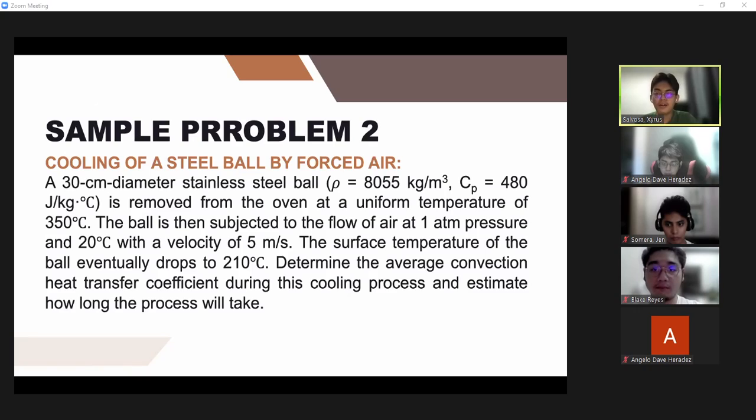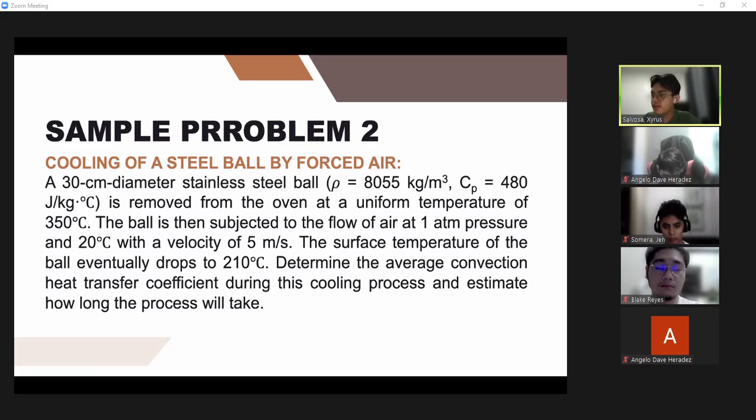And for our second sample problem, this problem is a scenario on cooling of a steel ball by forced air. The problem reads, a 30 centimeter diameter stainless steel ball with a density of 8,055 kilogram per cubic meter and a specific heat capacity of 480 joules per kilogram degree Celsius is removed from the oven at a uniform temperature of 350 degrees Celsius. The ball is then subjected to the flow of air at 1 atmospheric pressure and 20 degrees Celsius with a velocity of 5 meter per second.